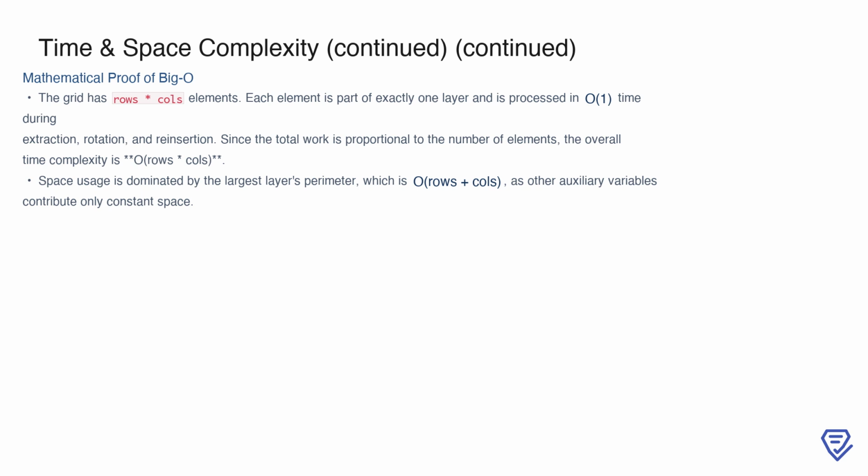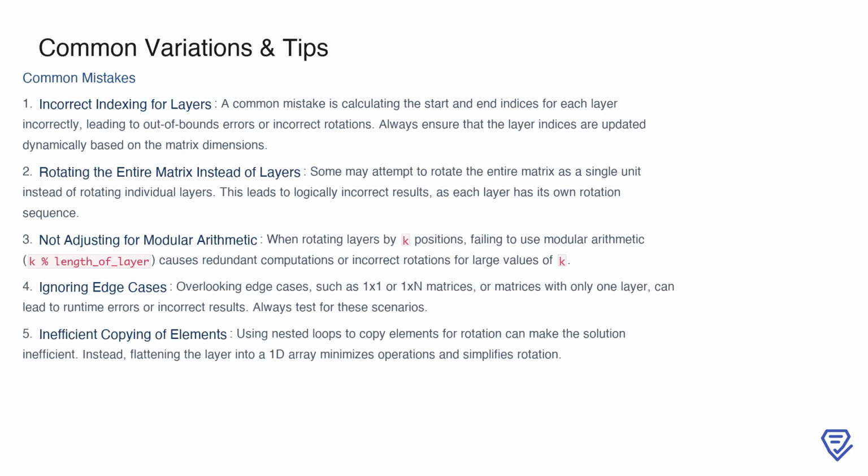Other auxiliary variables only require constant space, reinforcing the space complexity as O(rows plus cols). Now, let's discuss some common mistakes that you might encounter while solving the problem of cyclically rotating a grid. One frequent issue is incorrect indexing when determining the start and end positions of each layer.